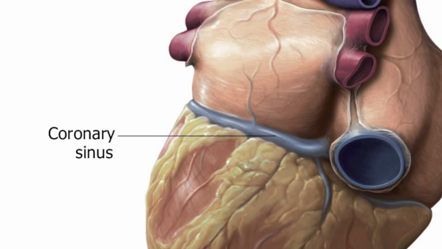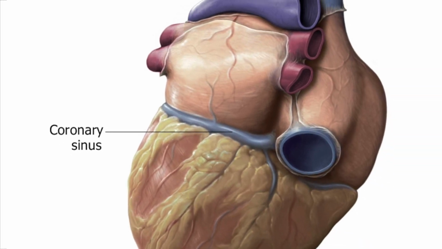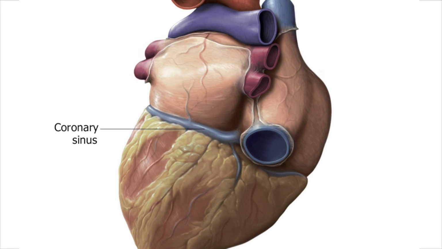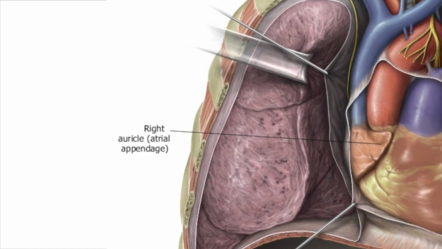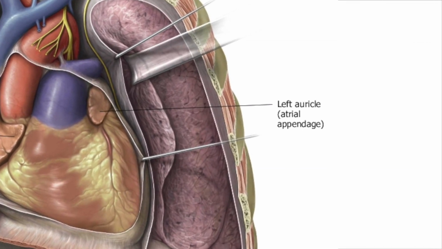As we've stated before, blood returning to the heart enters into the right atrium, which can be found on the right superior portion of the heart. On the anterior part of the atrium, we find a flap-like extension called the right auricle. This can also be found on the left atrium. This is known as the left auricle.